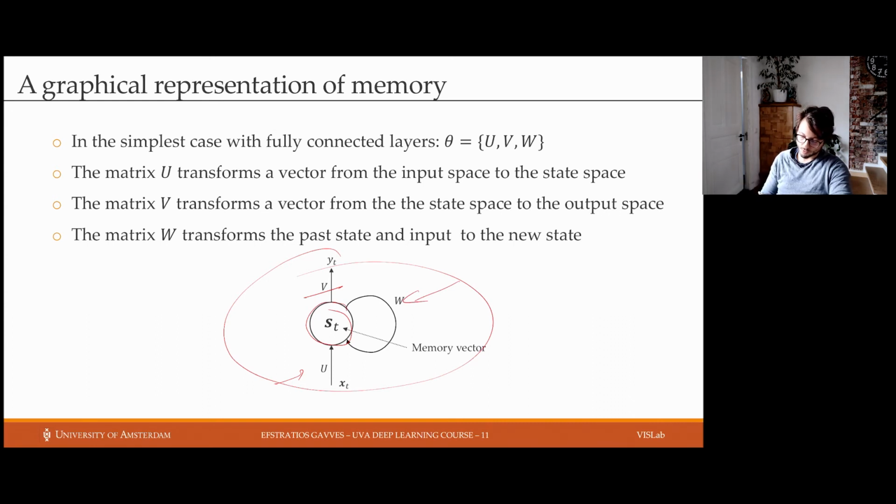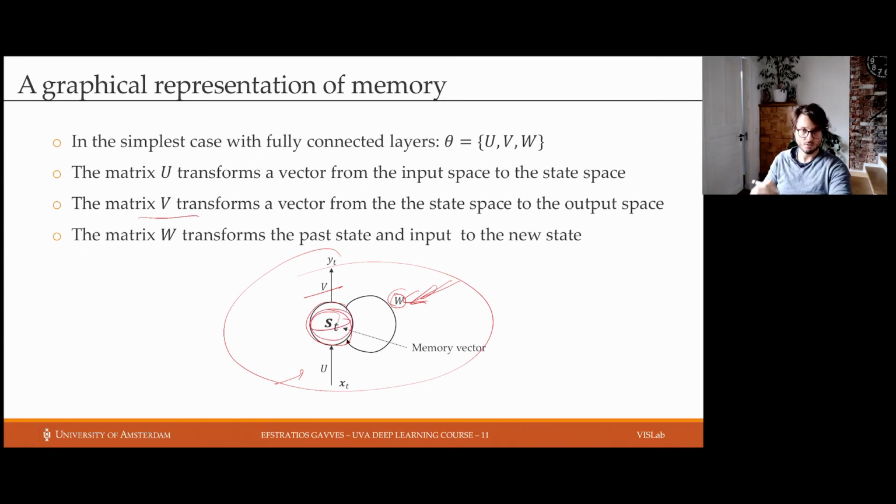The U matrix transforms the input. It embeds it, it projects it to the state space. Then the matrix W takes the previous state space and projects it back again onto itself. And matrix V takes that state space and transforms it to some desired output. So it's our final prediction, so to speak, or it can lead to our final prediction.